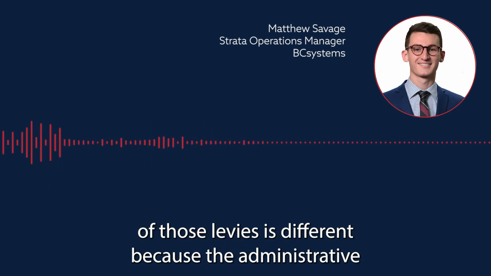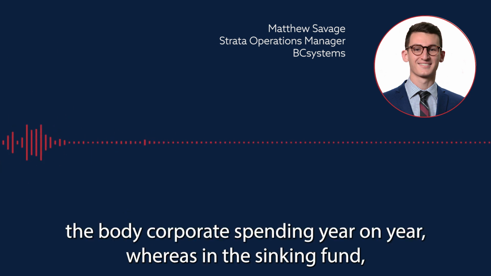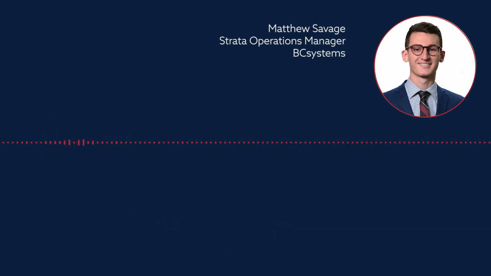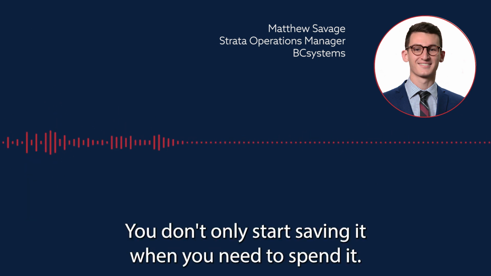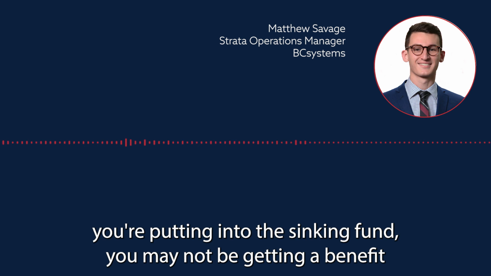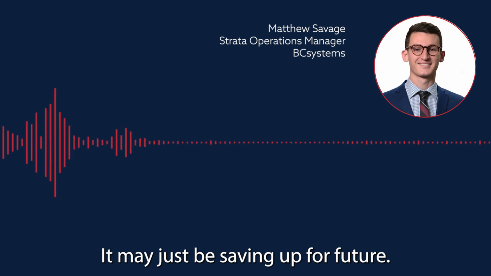So the calculation of those levies is different because the administrative fund budget will follow the body corporate spending year on year. Whereas in the sinking fund, just like household savings, if you're saving up $10,000 a year every year, you save it up year on year. You don't only start saving it when you need to spend it. So you're saving in advance, which means that the money you're putting into the sinking fund, you may not be getting a benefit of that directly by maintenance in that same year. It may just be saving up for future.